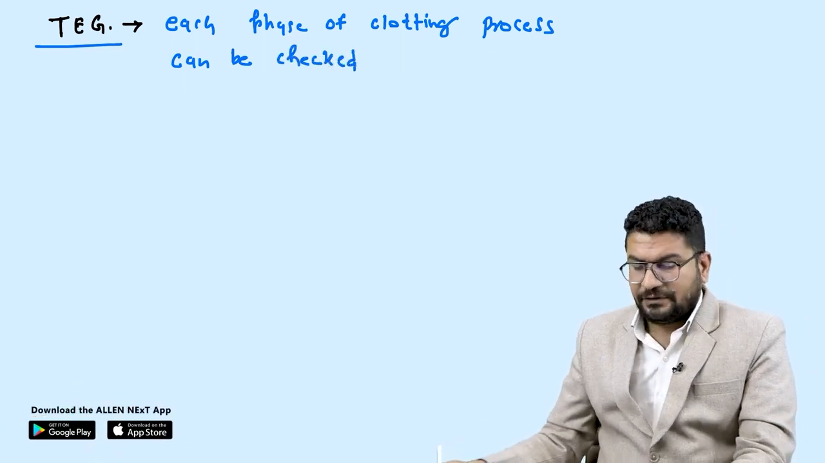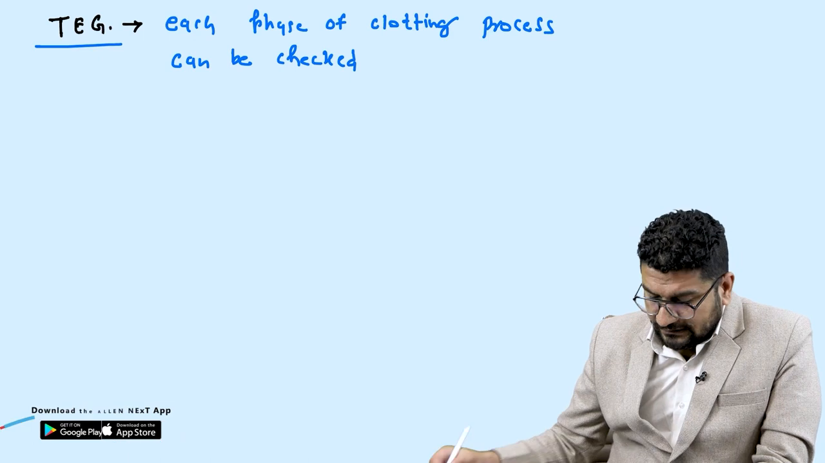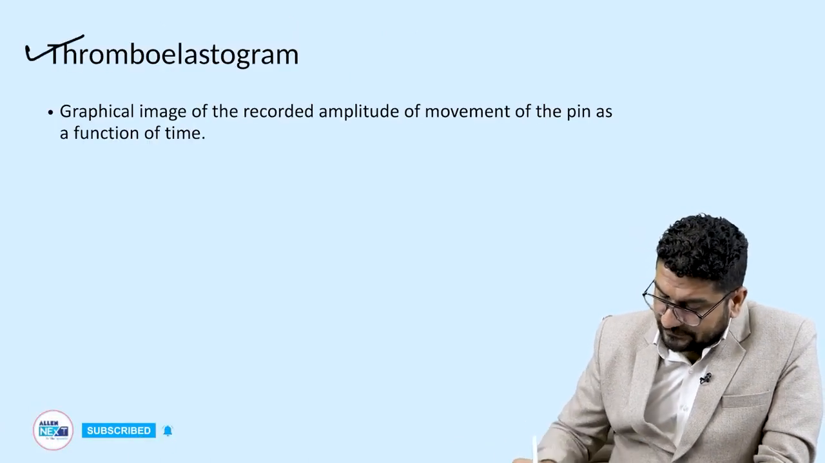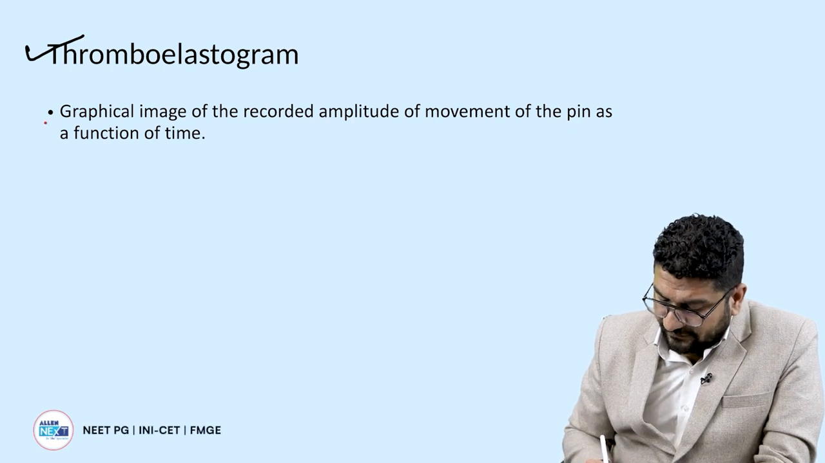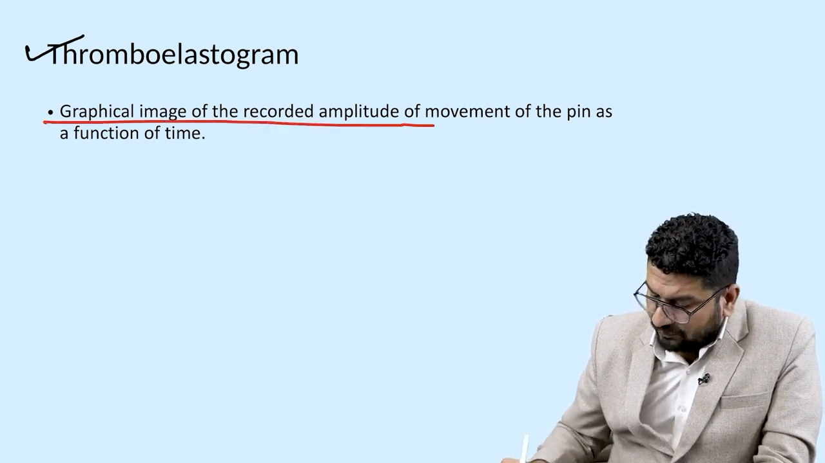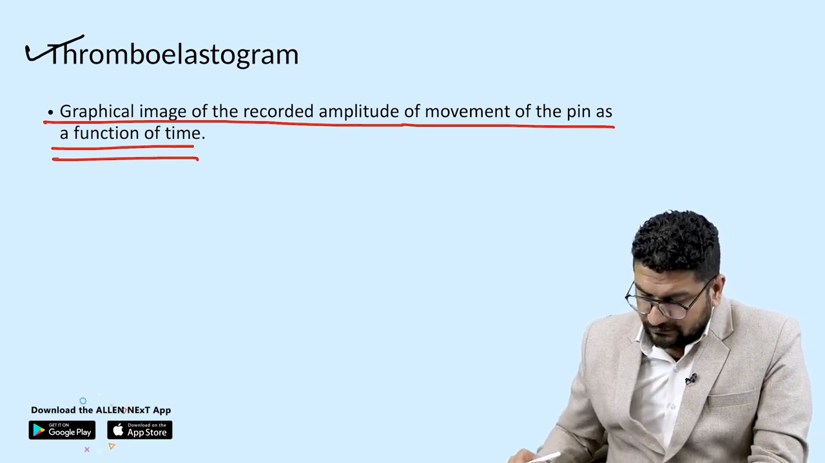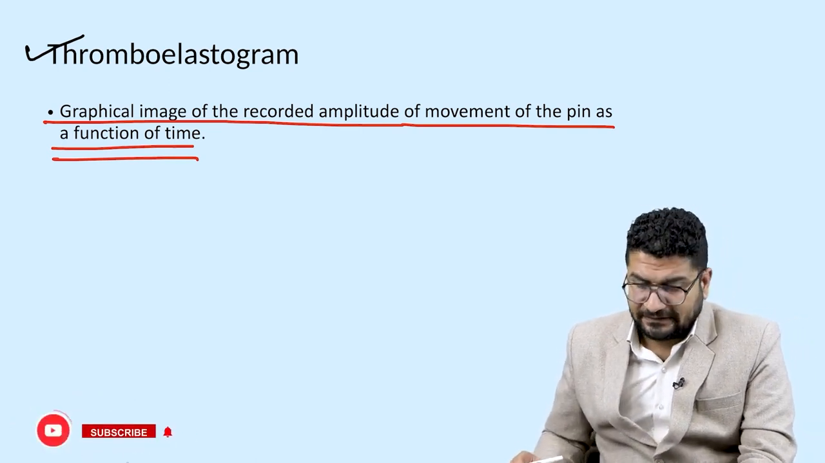Now, how do we do this test? So understand, the graphical image we create is what we call the thromboelastogram. So what is thromboelastogram? It is a graphical image of recorded amplitude of movement of pin as a function of time. So how to do this process? Sometimes they ask that in exam.